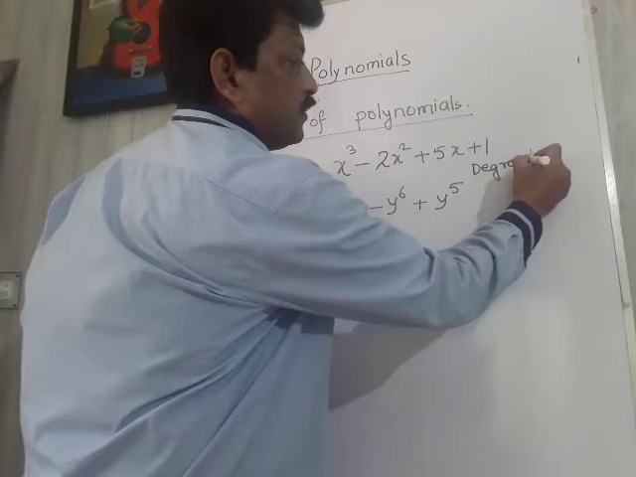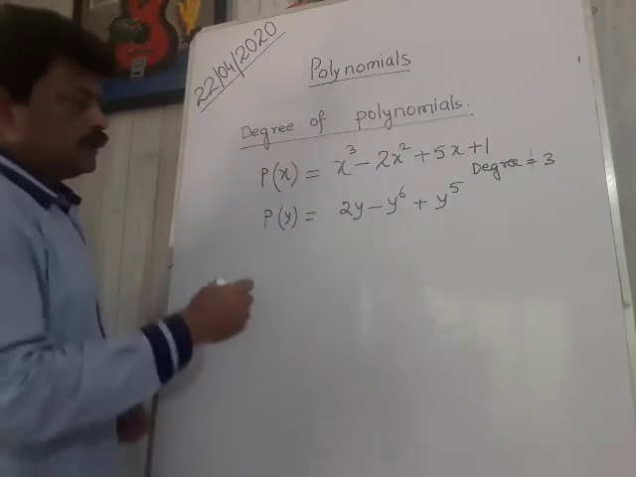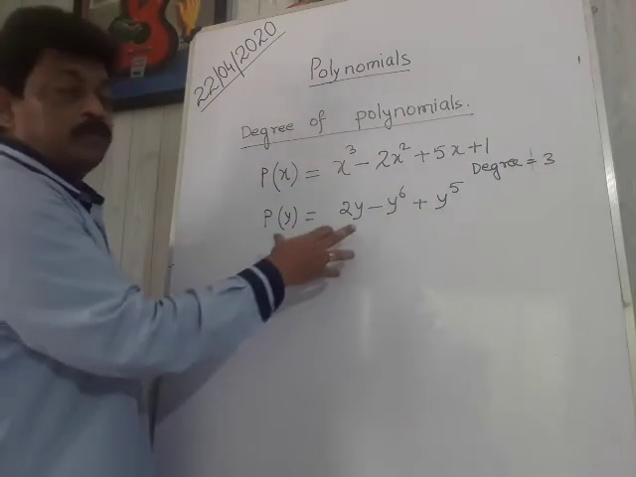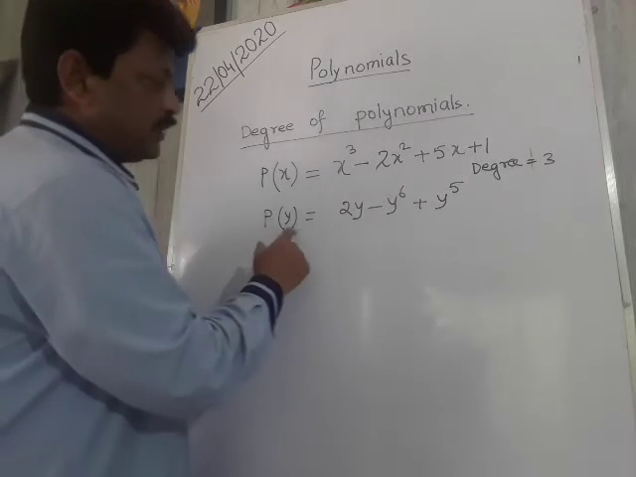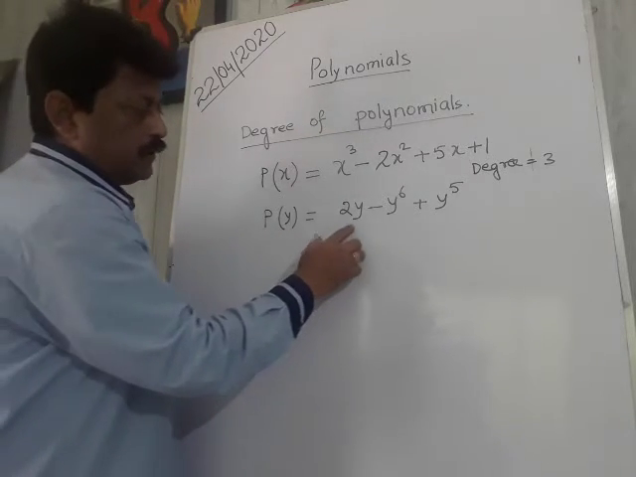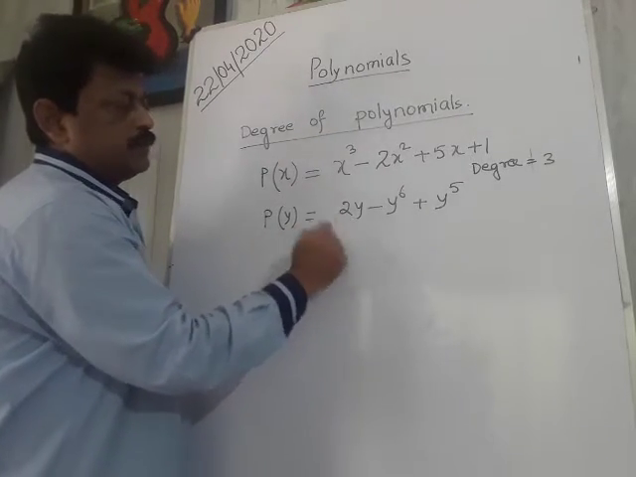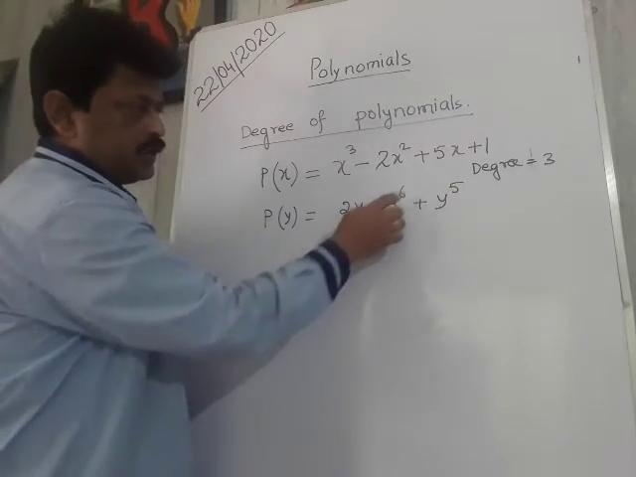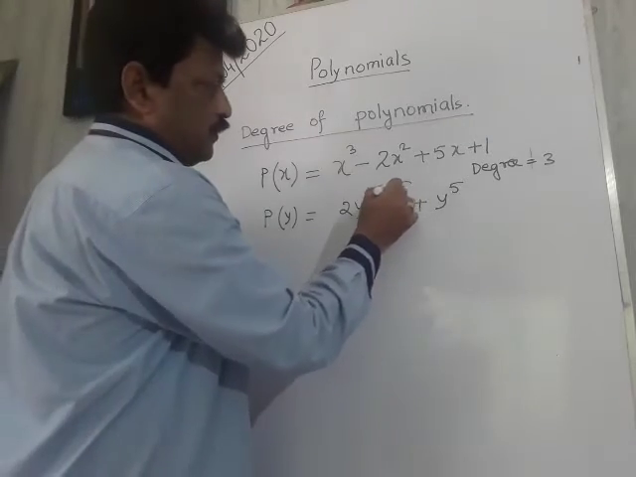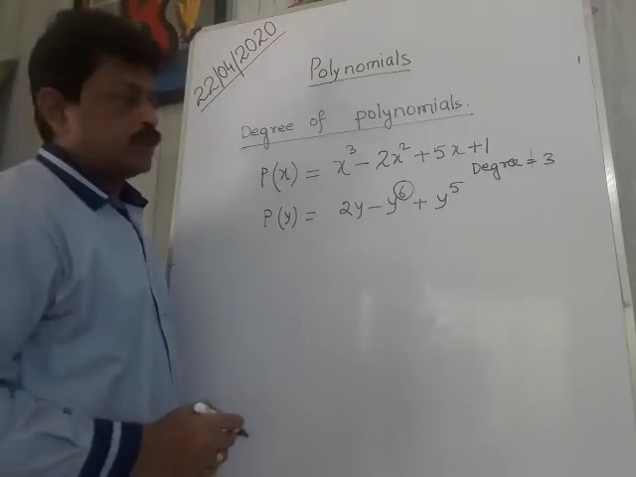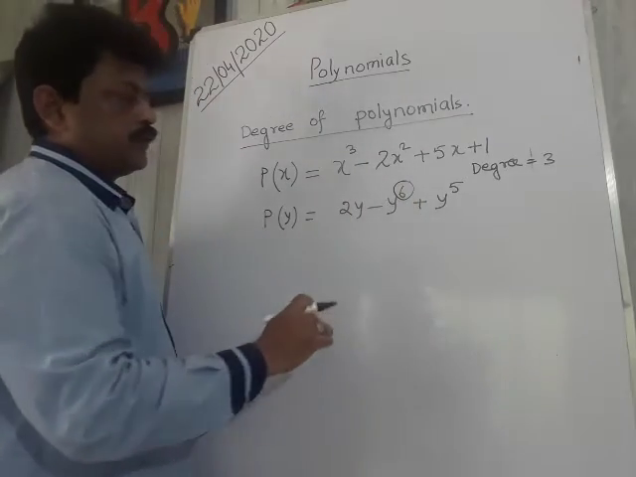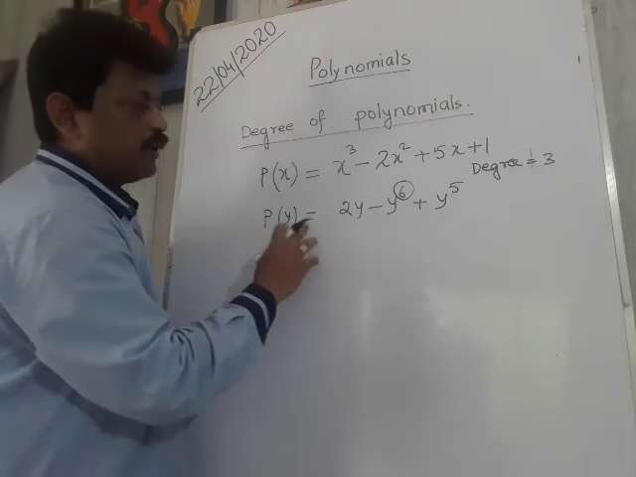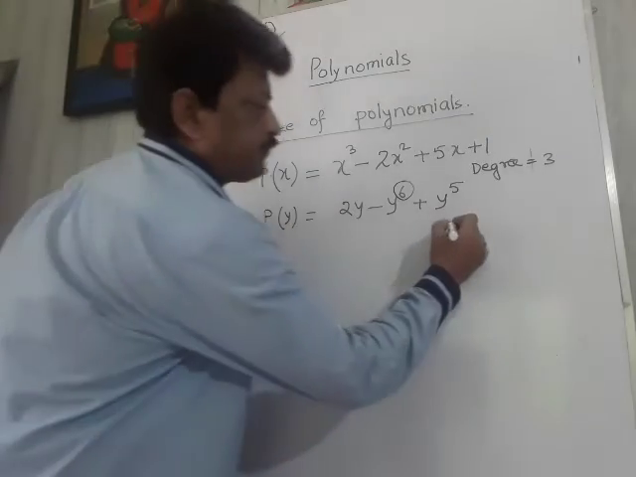Degree equals 3. Similarly, look at this polynomial. It is a polynomial in y. p(y) is a polynomial in y. Here the power of y is 1, here the power of y is 6, here the power of y is 5. So the highest power is 6. So this is known as the degree of the polynomial. That is, the degree of p(y) is 6.